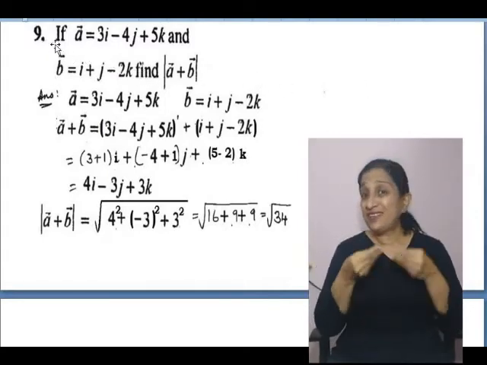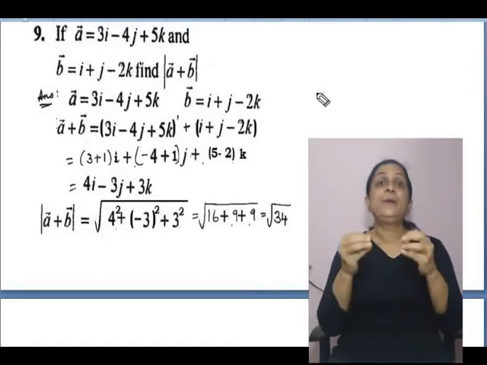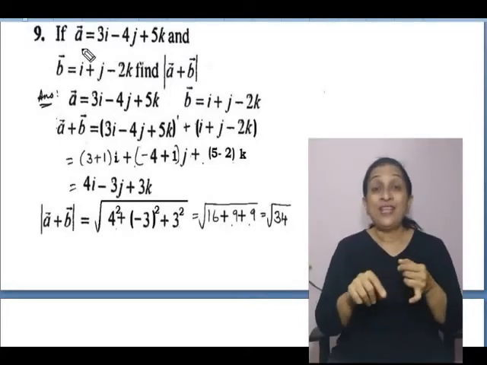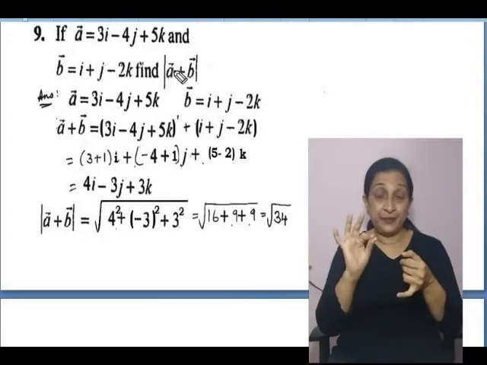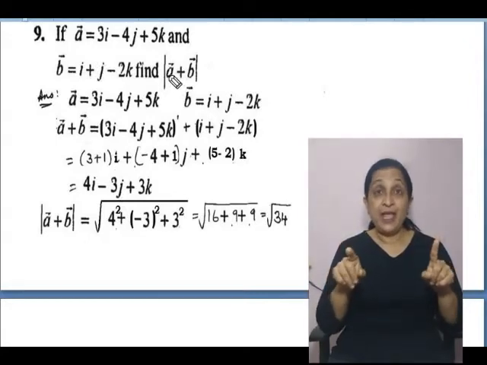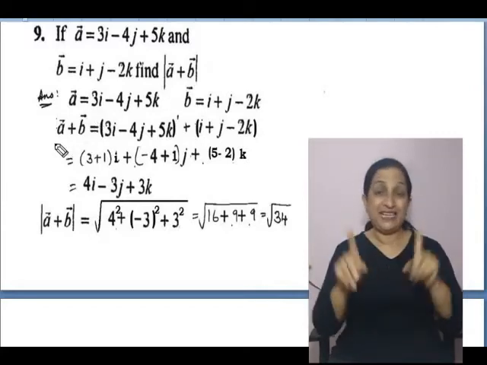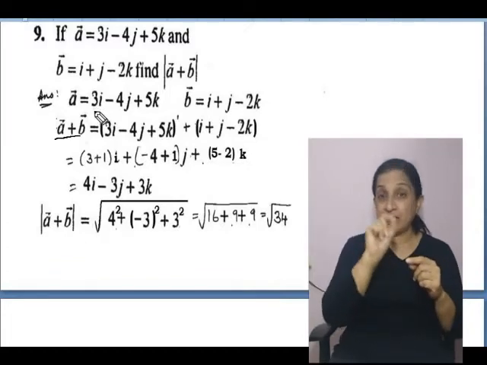Let us look at the ninth problem. It's a scalar. We are asked to find the modulus of vector A plus vector B added. So addition of vectors is simple addition along with the coefficients.